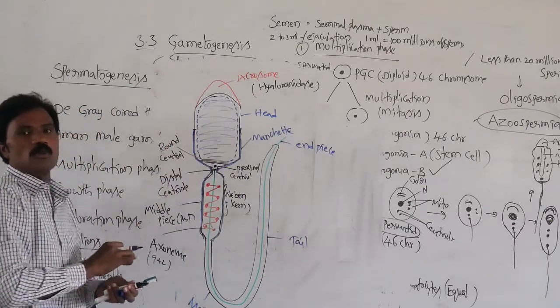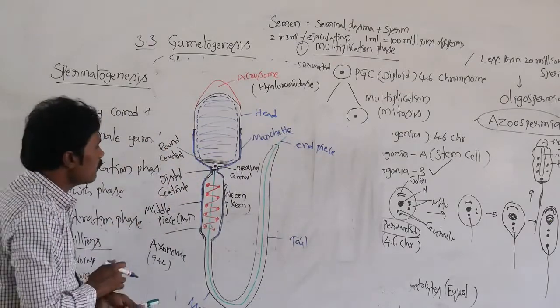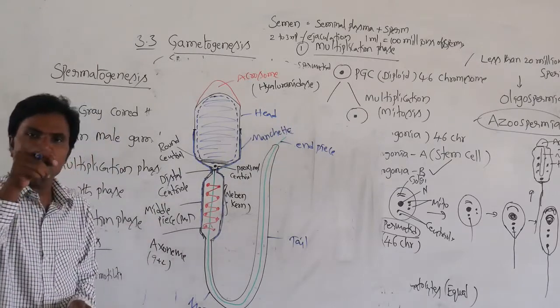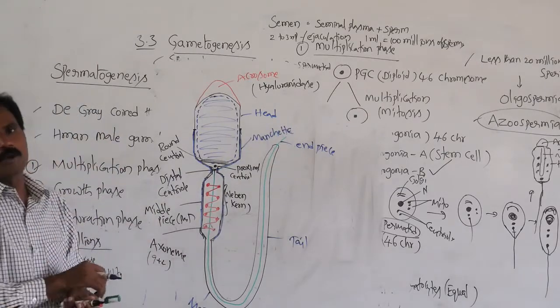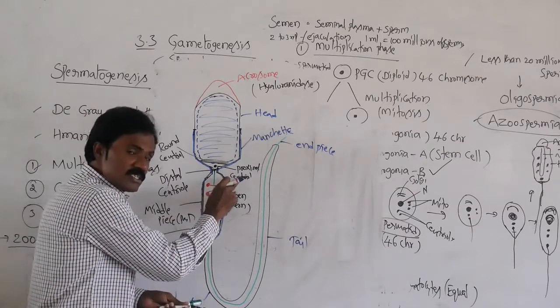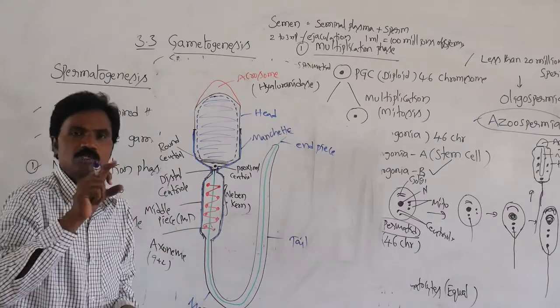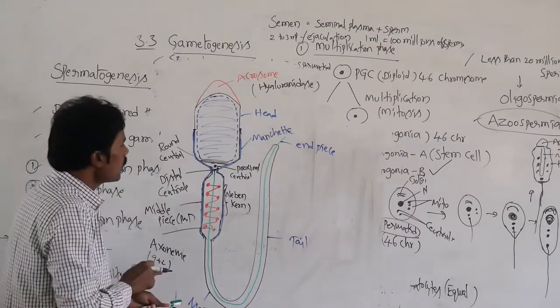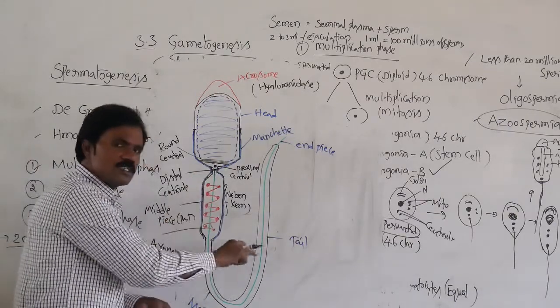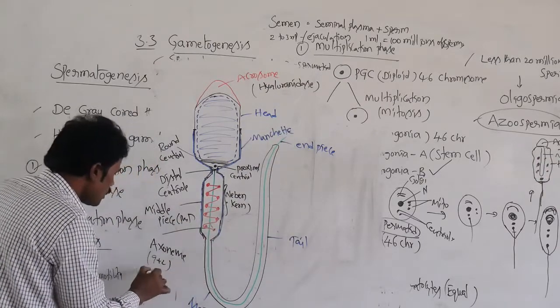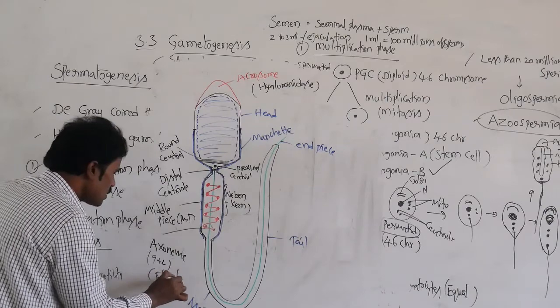Whatever half of this one we will be covering. The proximal centriole plays a vital role in the first cleavage of the zygote. Then the distal centriole continues as the axoneme and forms the flagellum.